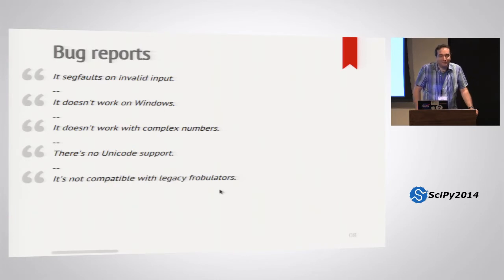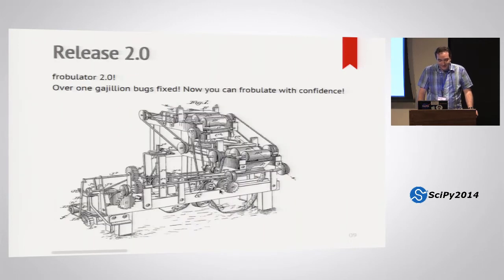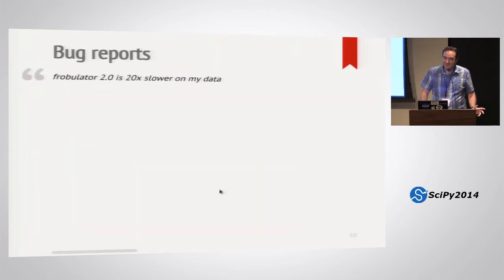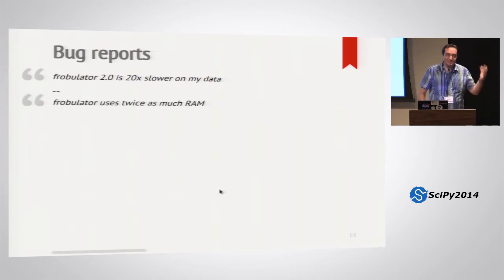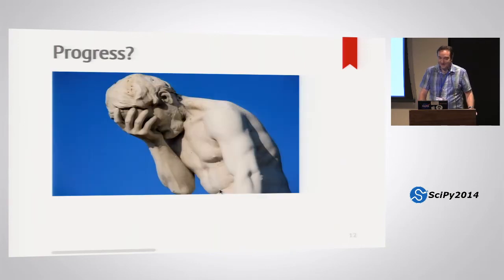It's not compatible with legacy frobulator tools. So you write a whole layer to make it backward compatible and more people can use it, right? So you do all this. Now you release version 2.0, we fixed a gajillion bugs, and you can frobulate with confidence that nothing's going to break, okay? But now your machine looks like this. And the first bug report you get, well, it's 20 times slower on my data. It uses twice as much RAM, right? This all just happens because you're concerned with fixing the bugs, not maintaining the performance, right? So this isn't really progress.